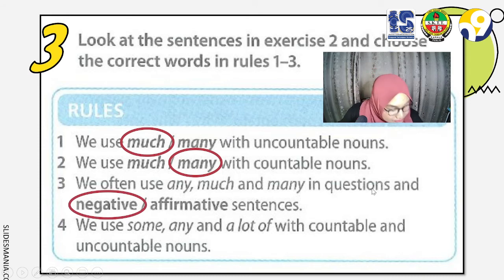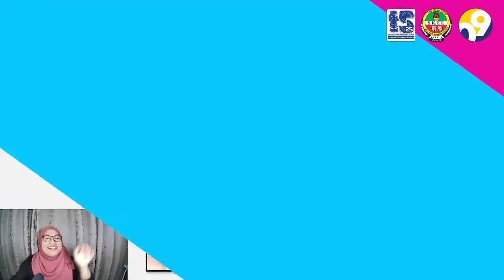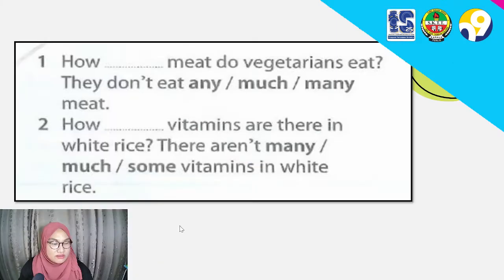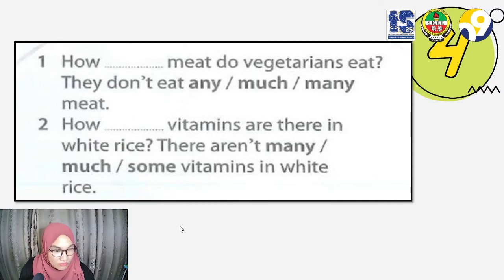And the last rule, we use some, any, and a lot of with countable and uncountable nouns. Quantifiers some, any, and a lot of boleh digunakan untuk kedua-dua jenis noun, iaitu countable ataupun uncountable. Okay, so now we're gonna move on to exercise number 4, to complete this about food facts. Let's look at the first one.